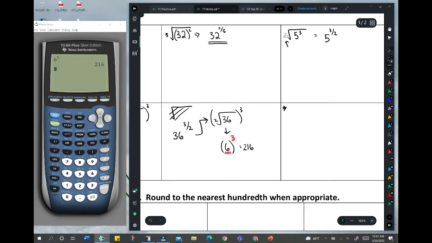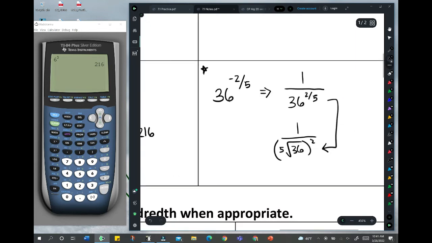One of the trickiest things is recognizing that negative exponents do not make negative roots, okay? So something like 36 to the negative 2/5, okay? You need to remember that that is 1 over 36 to the 2/5. From there, you can rewrite as a radical. Okay, so 1 over the 5th root of 36 squared. So that is probably the trickiest thing.